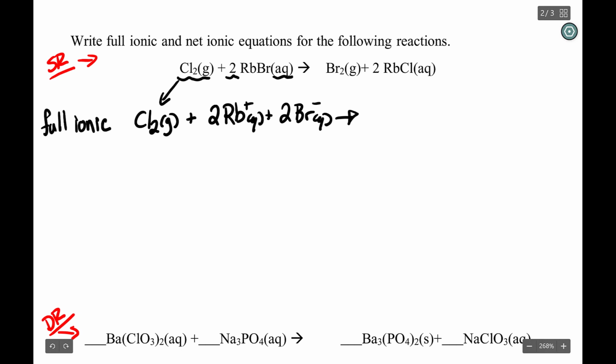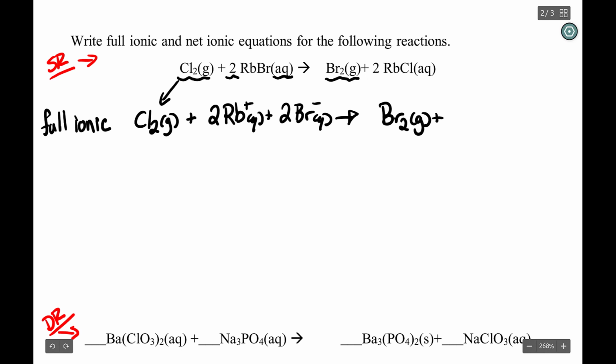Then I'm going to do the same thing on the product side. So Br2 gas is a molecule. It is not an ionic compound. This is not an ionic crystal lattice. It is a molecule where two nonmetals, Br and Br, are joined together with a covalent bond. I do not split the Br2 apart from each other because it is not apart from each other. It is literally Br2 gas.